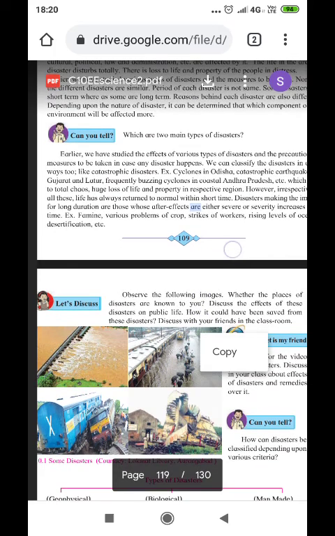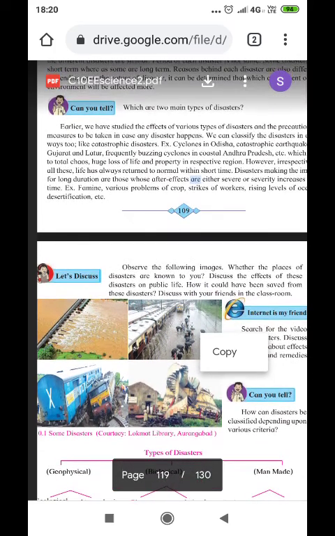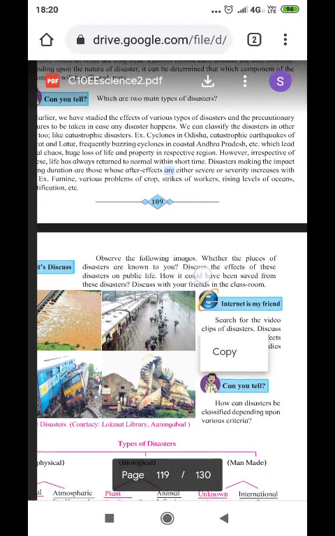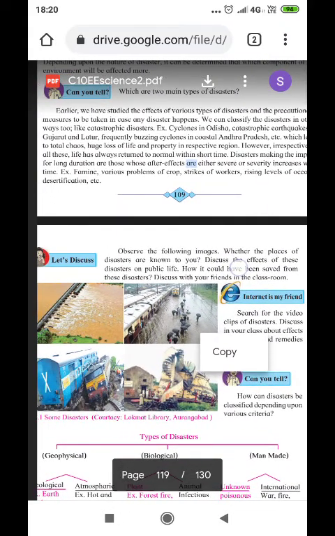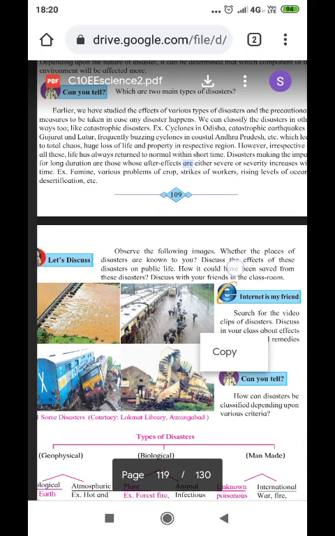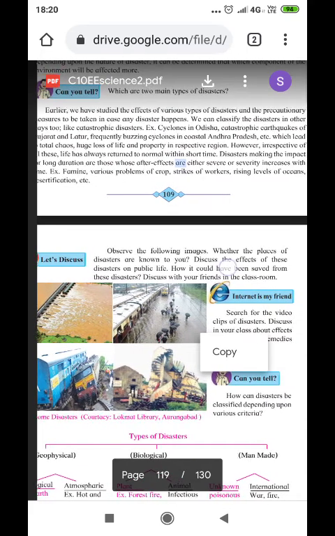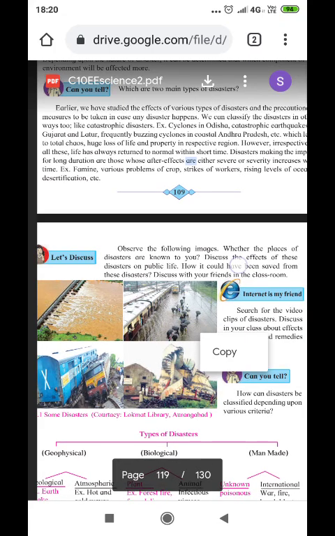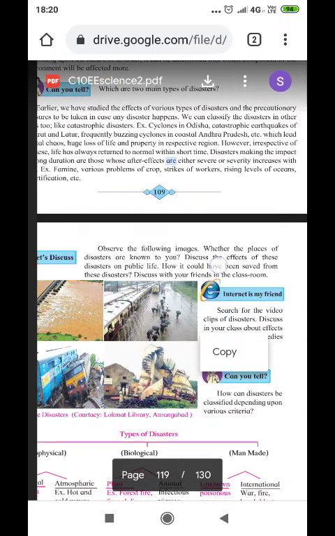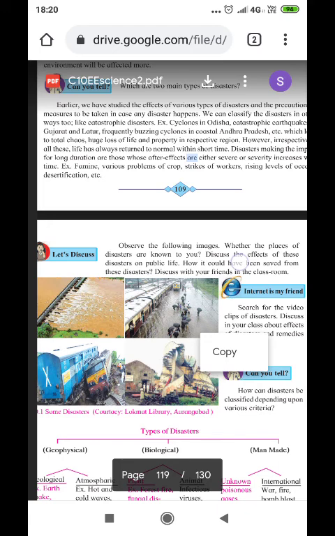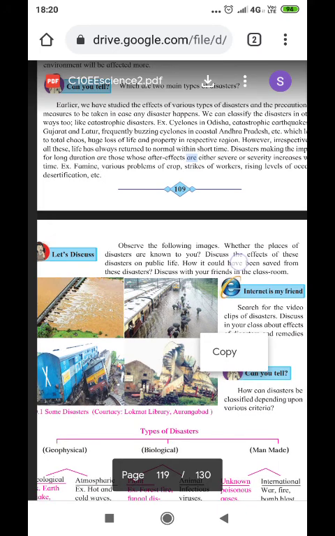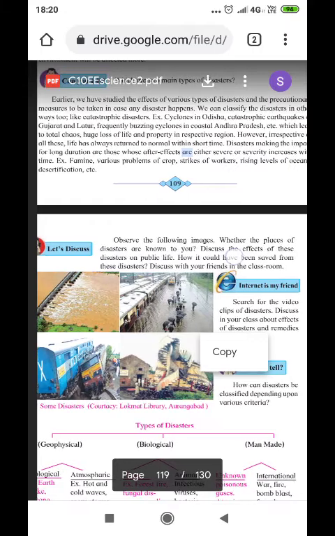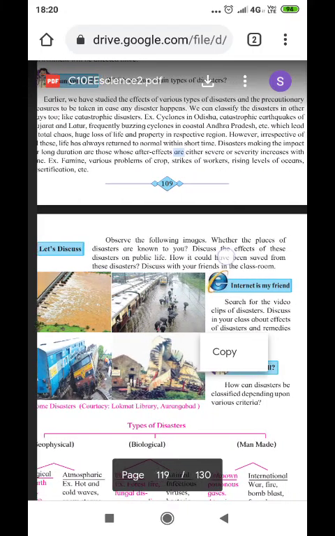Earlier, we have studied the effects of various types of disasters and the precautionary measures to be taken in case of any disaster. We can classify disasters in other ways too, like catastrophic disasters, for example, cyclones in Odisha, catastrophic earthquakes of Gujarat and Latur, frequent cyclones in coastal Andhra Pradesh, etc., which lead to total chaos, huge loss of life and property in the respective region. However, life has always returned to normal within a short time.